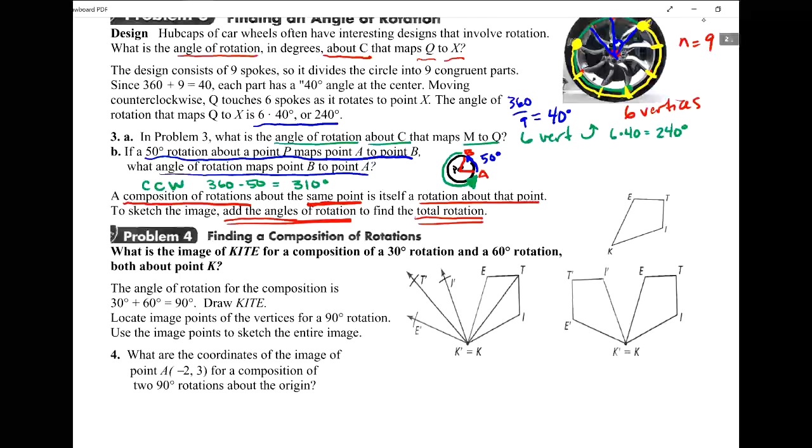So if we look at our problem here, it says, what is the image of KITE, quadrilateral KITE, for a composition of a 30-degree rotation and a 60-degree rotation? Well, we could take our kite here and rotate it 30 degrees, and then rotate it another 60 degrees. But what would we be doing? We would be rotating a total of 90 degrees. So what we can do is simply rotate the original 90 degrees. All right, pause the video and try the last problem.